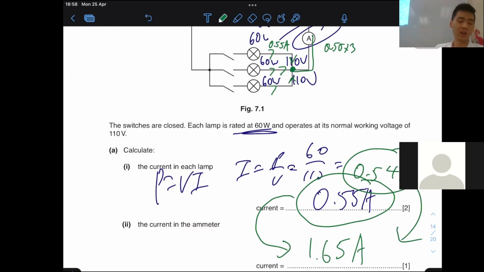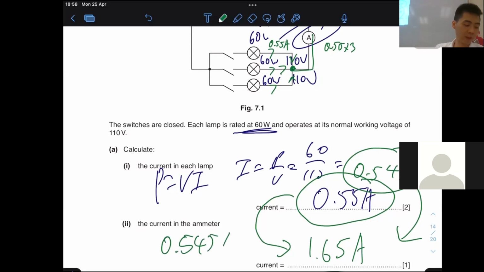Meaning to say, if you look at 60 divided by 110, it will be 0.545, right? Here, it will be 0.545 times 3 instead. You get what I mean? The values cannot be corrected to 2 significant figures and brought forward to the next question. It must be the exact number, then you bring forward to the next calculation here. You get what I mean? Okay. So it's supposed to be 1.64.